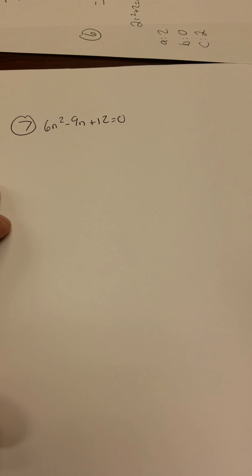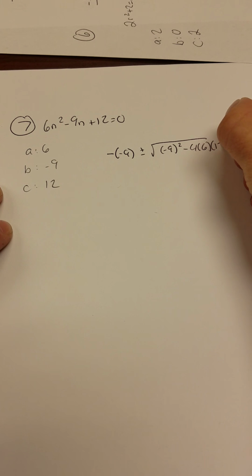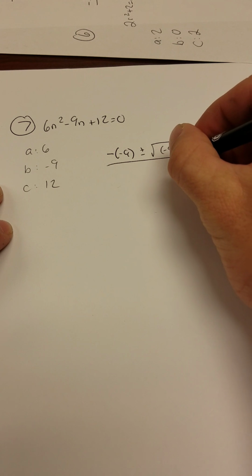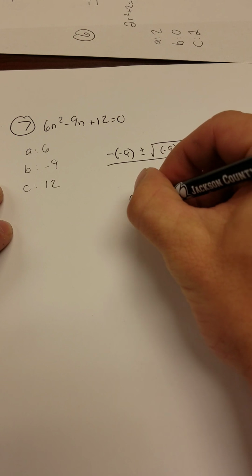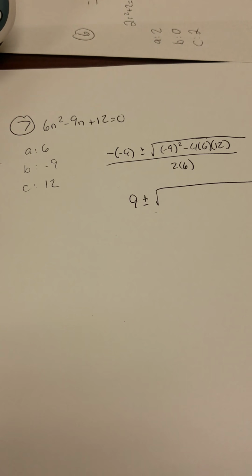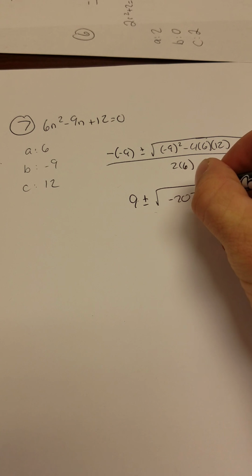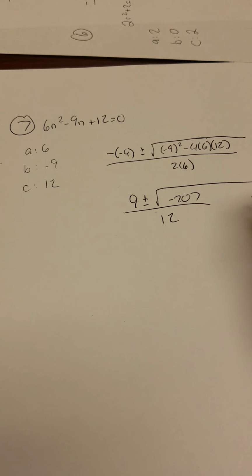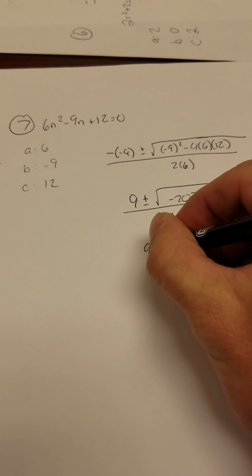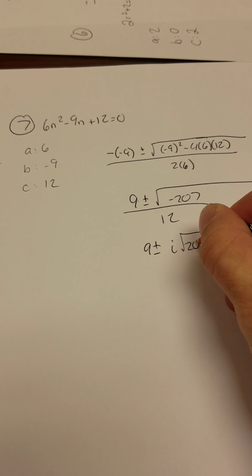Problem 7, I'm going to start working a little bit faster. A is 6, b is negative 9, c is 12. Negative 9 plus or minus square root. Make sure that you put that in parentheses right there, otherwise that's going to cause some things to get messed up. Okay, so you have 9 plus or minus square root, and then under the square root, we end up with negative 207 over 12. Okay, so 9 plus or minus i square root 207 over 12.